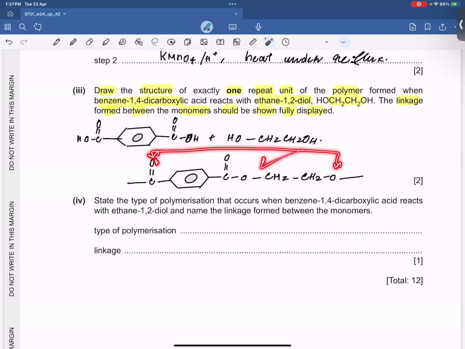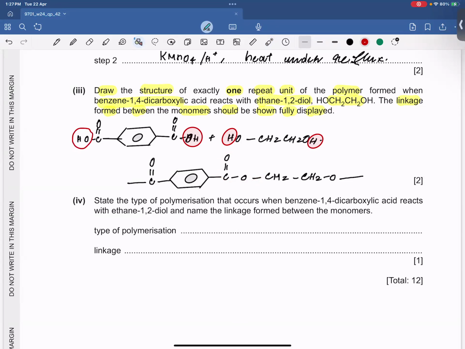If the same structure I can draw, that's called the repeating unit. That's the ester linkage. So what we have got is that the carboxylic acid loses OH and the alcohol loses H. From here the alcohol loses H, and from here the carboxylic acid loses OH, and I'm going to make this structure without any issue. I hope it makes sense to you.